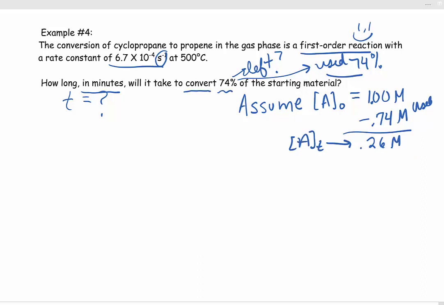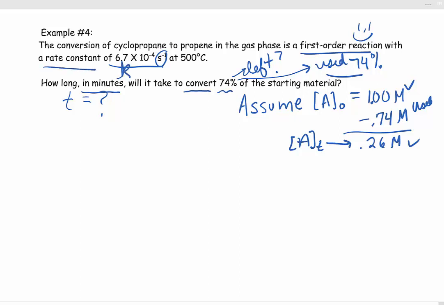Now, this is only one way of phrasing the problem. It could say, how long in minutes would it take for 74% of the starting material to remain? And if we have 74% remaining, that means that A_t would be 0.74. So you have to pay attention to the wording. So we now know we have an A naught, we have an A_t, we have a k, because that's the rate constant.